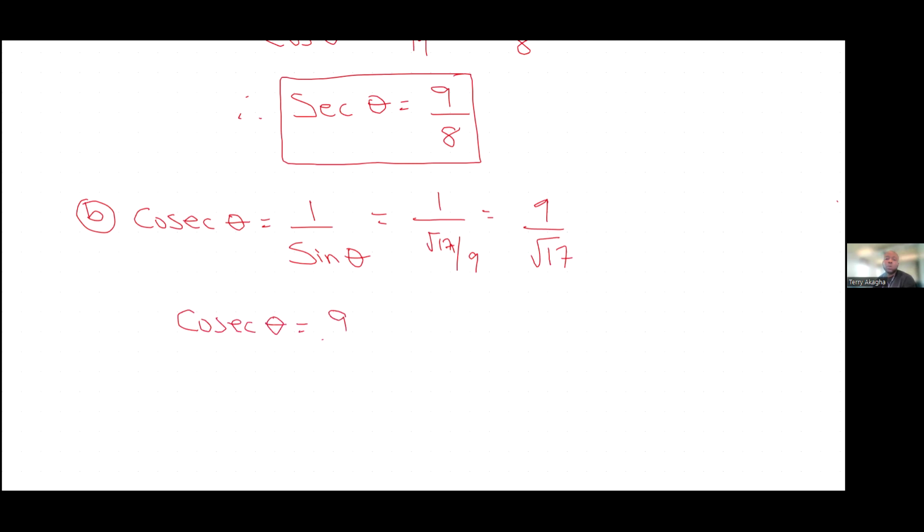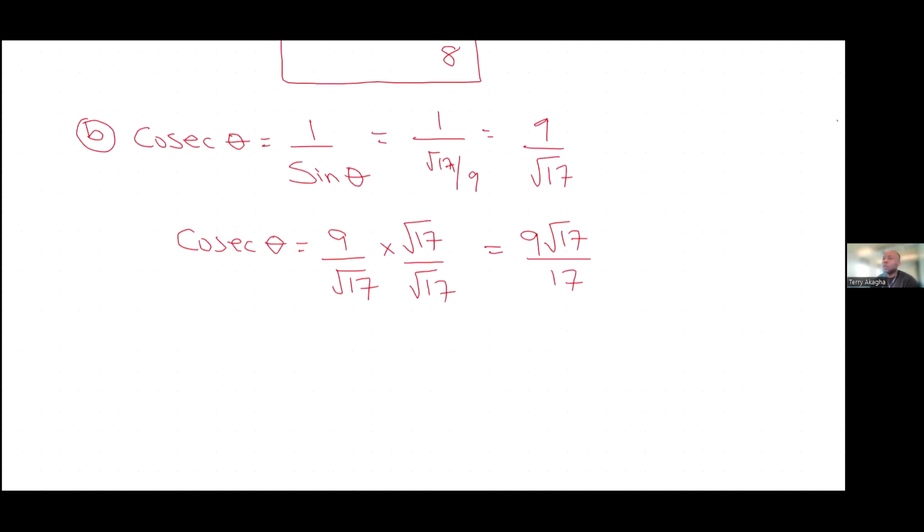Like I told you, you can't have roots in the denominator for this kind of question. Because it's a surd, you have to rationalize it. So we multiply by root 17 over root 17. If you've not watched my video on this, it's a very good time for you to go and watch it. This is going to give us 9 root 17 divided by 17. So therefore cosec theta is equal to 9 root 17 divided by 17.